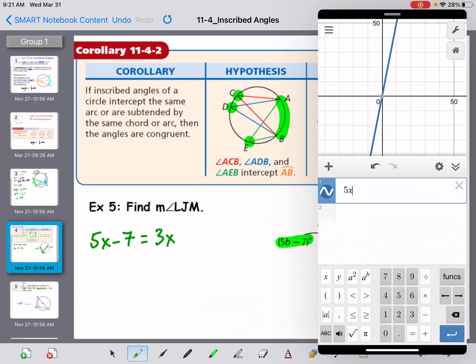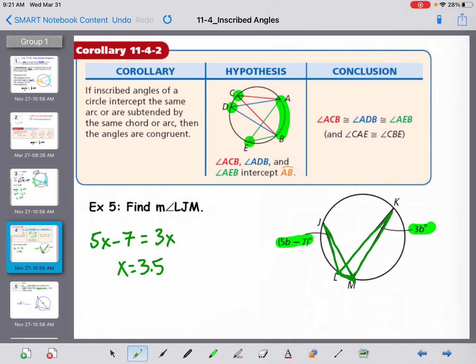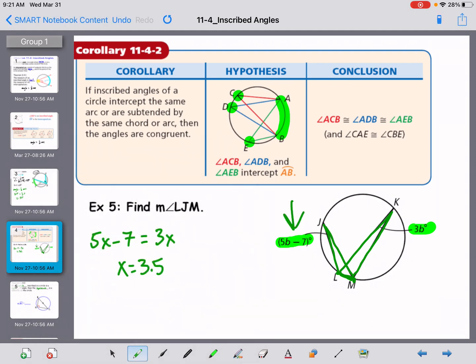So 5X minus 7 equals 3X. X is 3.5. All right. Now, it actually wanted me to find LJM. So the problem wants me to find the measure of that angle. So the measure of angle LJM equals 5X minus 7.